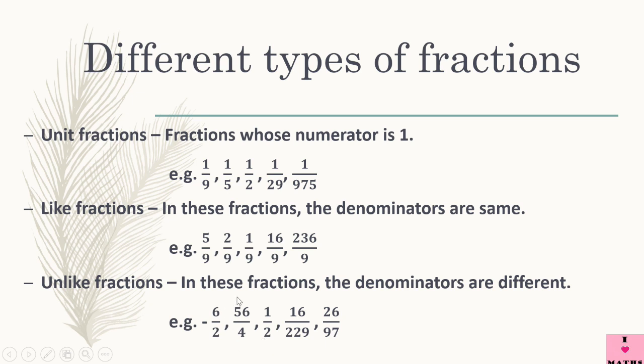But the fractions 56 upon 4, 16 upon 229, 26 upon 97, these three fractions have different denominators. The denominators of these fractions are 4, 229 and 97 respectively. So these three fractions are unlike fractions. And out of this set, 6 upon 2 and 1 upon 2 are like fractions.